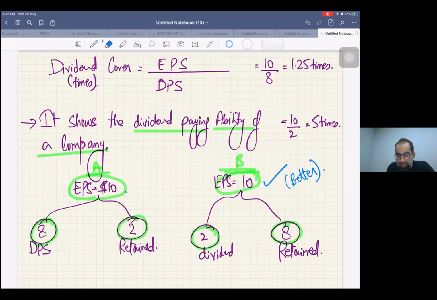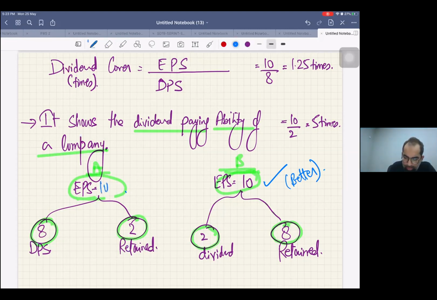Listen, so this year the EPS, I'm talking about company A. Look at company A. This year company A EPS is $10. What if next year this EPS becomes $6 or $5? So when your EPS becomes $6 or $5, do you think this company can pay $8 next year? No. So that means these dividends are not sustainable. These may not be consistent dividends. Okay.